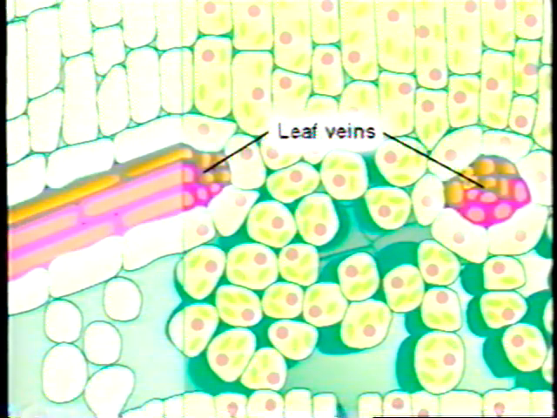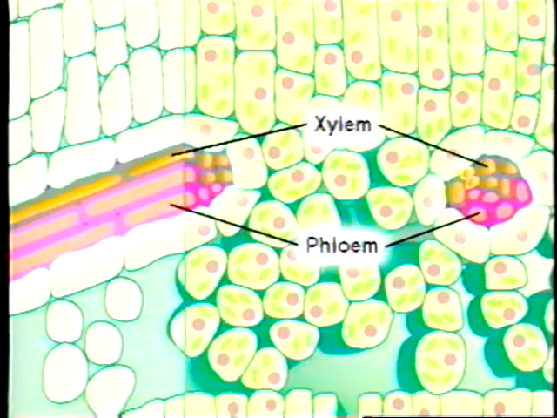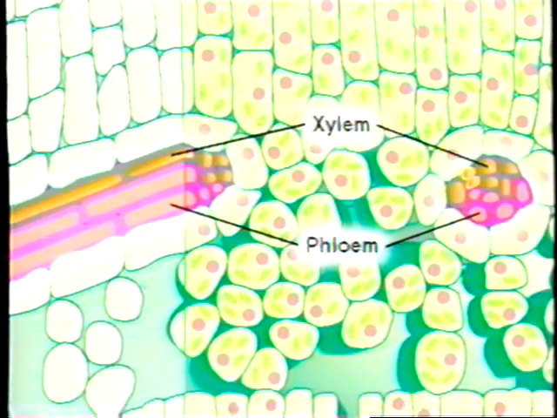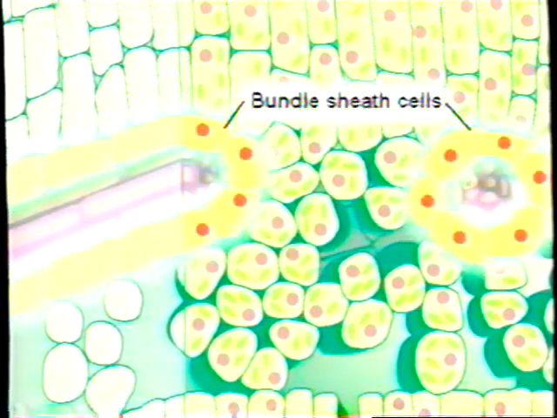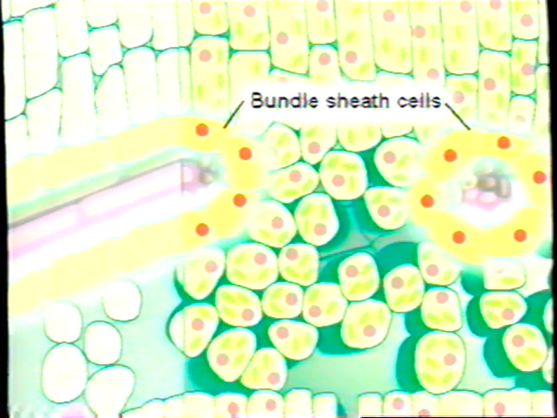Leaf veins pass through the mesophyll tissue. Xylem and phloem are the 2 types of vascular tissue found in leaf veins. Bundle sheath cells surround the vascular tissue. Xylem transports water and dissolved minerals from the roots to all parts of the plant. The elongated cells that make up the xylem are dead at maturity. The thick cell walls help prevent the cells from collapsing and also help support the plant.